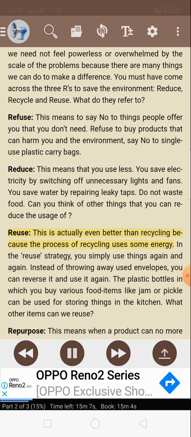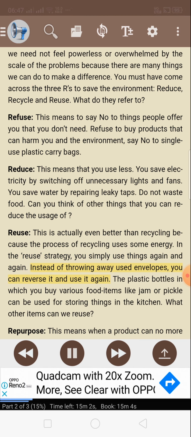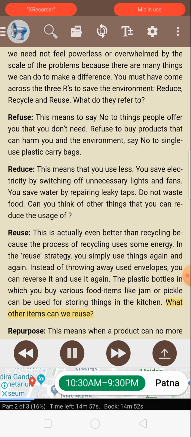Reuse. This is actually even better than recycling because the process of recycling uses some energy. In the reuse strategy, you simply use things again and again. Instead of throwing away used envelopes, you can reverse them and use them again. The plastic bottles in which you buy various food items like jam or pickle can be used for storing things in the kitchen. What other items can we reuse?